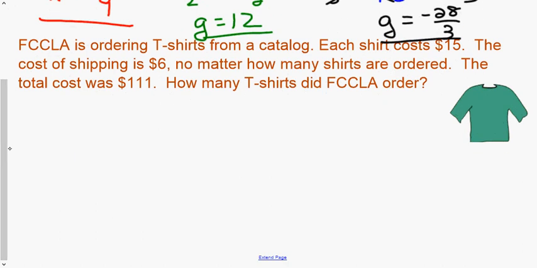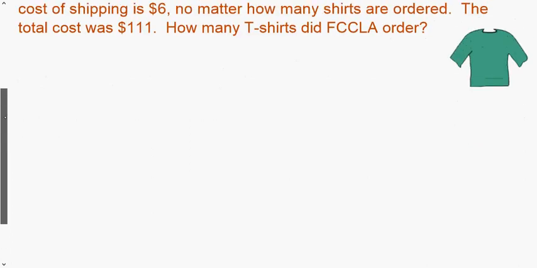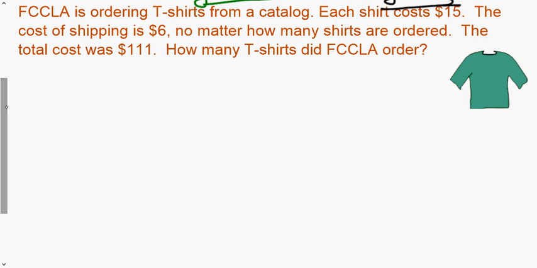All right, another one of our targets was that we can solve word problems. So we're going to look at a couple word problems here. The first one being a t-shirt one. So it says FCCLA is ordering t-shirts from a catalog. Each shirt costs $15. The cost of shipping is $6 no matter how many shirts are ordered. That's called flat rate shipping. So whether you order 1 shirt, 10 shirts, 100 shirts, it's just $6 regardless.